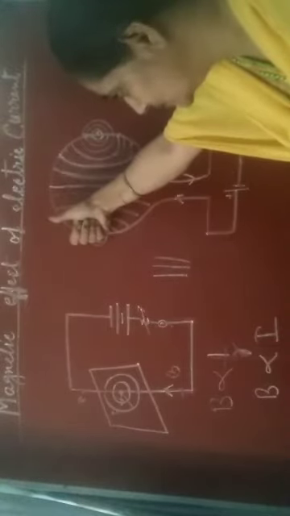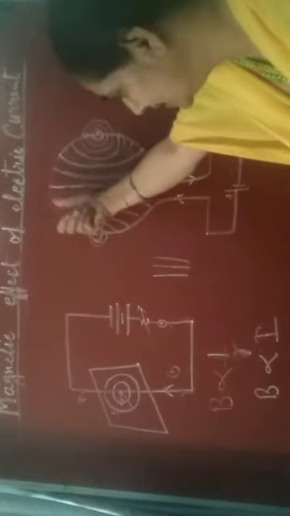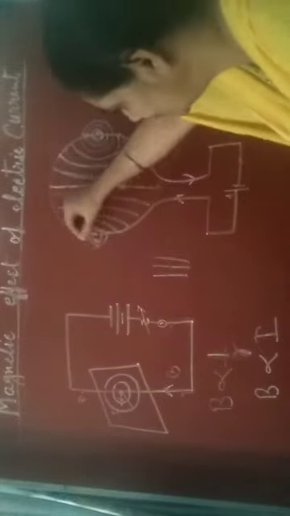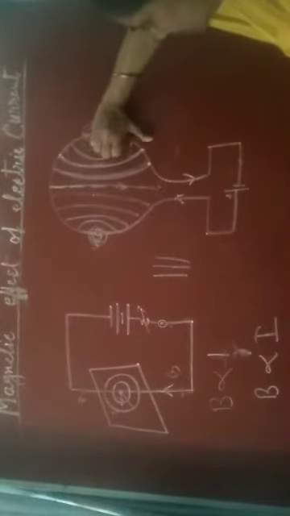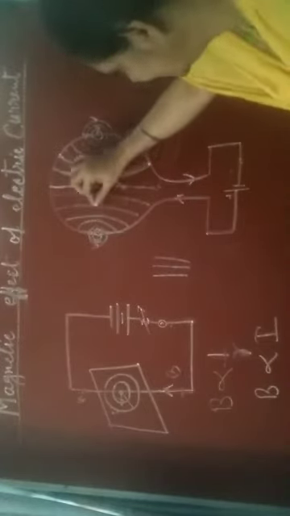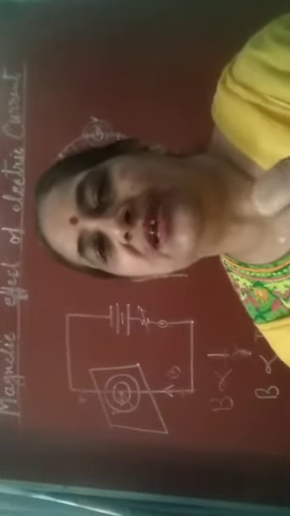Here we will use the same rule. Current is moving in this direction, so the thumb shows the direction of the current and the curl of the fingers will show the direction of the magnetic field. And here the current is moving in the downward direction, so the curl of the fingers is in this direction. So you can see this is the direction of the magnetic field. Here you see the direction of the magnetic field inside is the same at the center. So the magnetic field is maximum here at the center of the loop.